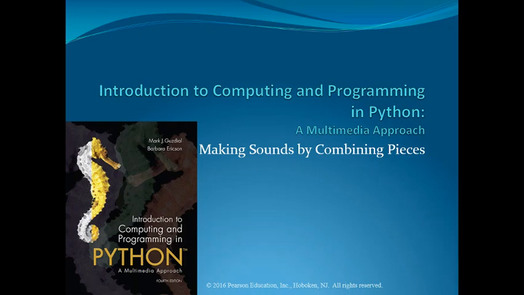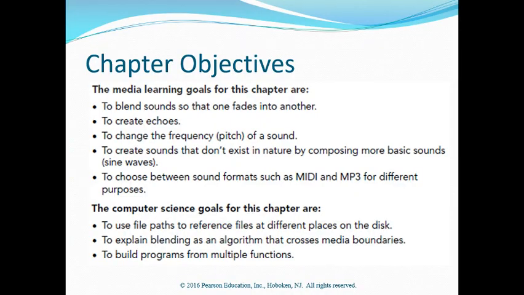This is the Introduction to Computing and Programming in Python, a multimedia approach, making sounds by combining pieces, and this is Chapter 9. So the chapter objectives for Chapter 9 are to blend sounds so that one fades into the other, to create echoes, to change the frequency of a sound, to create sounds that don't exist in nature by composing more basic sounds, sine waves, to choose between sound formats such as MIDI, MP3 for different purposes.